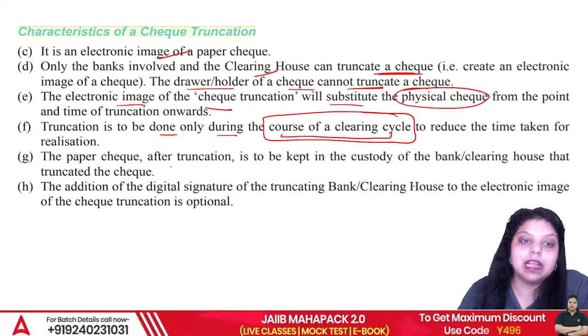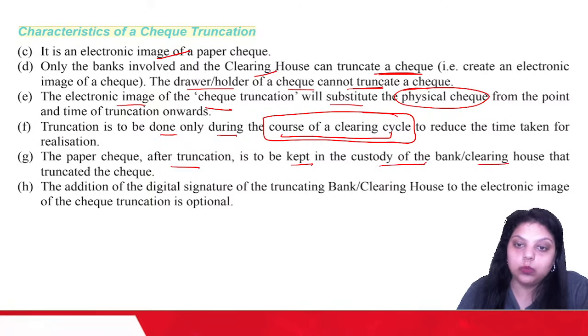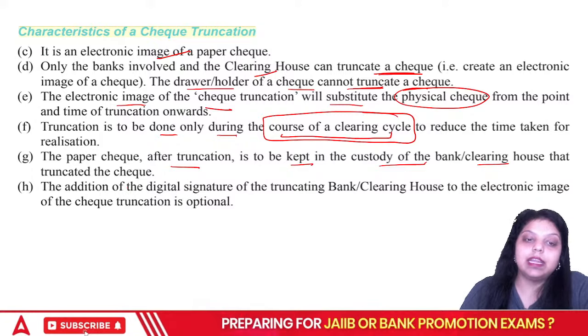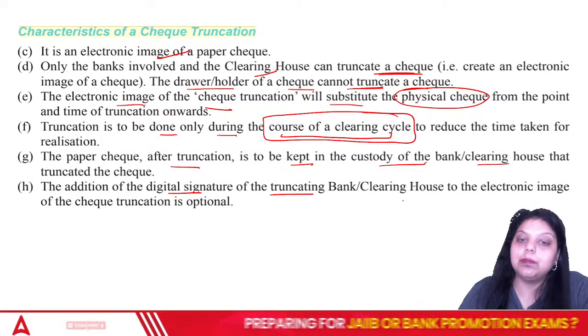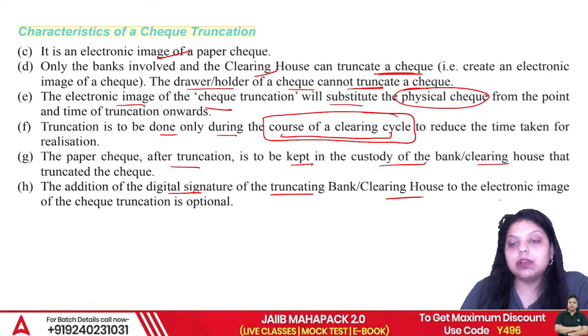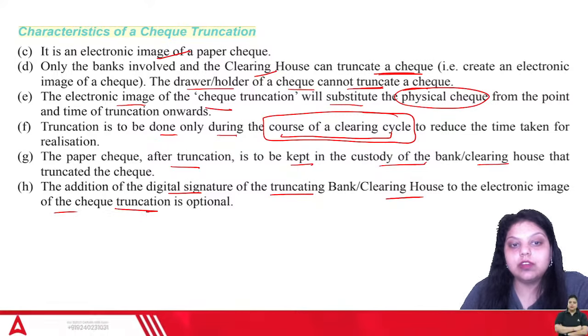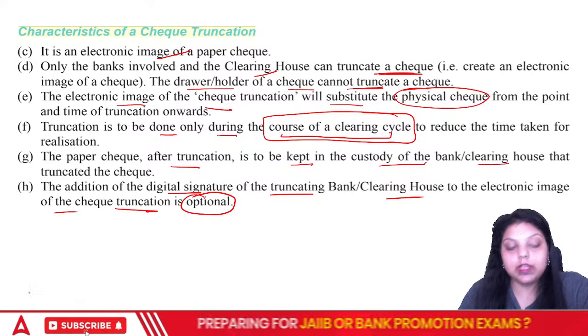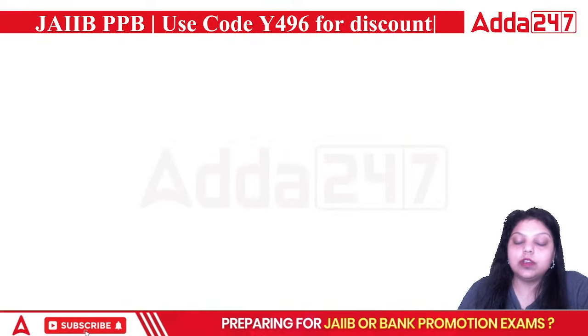Now the paper check after truncation is to be kept in the custody of the bank or clearing house who actually did the truncation, and the addition of the digital signature of the truncating bank or clearing house to the electronic image of the check truncation is optional. Okay, so those are the characteristics of check truncation.